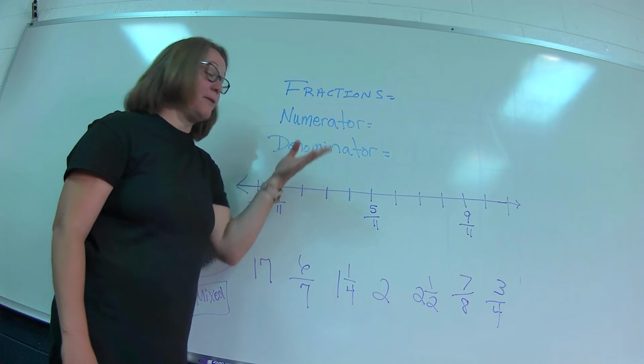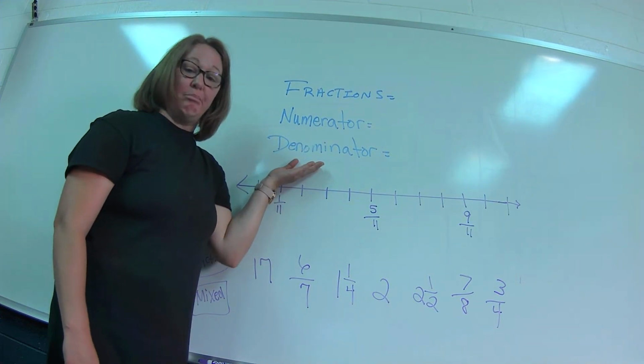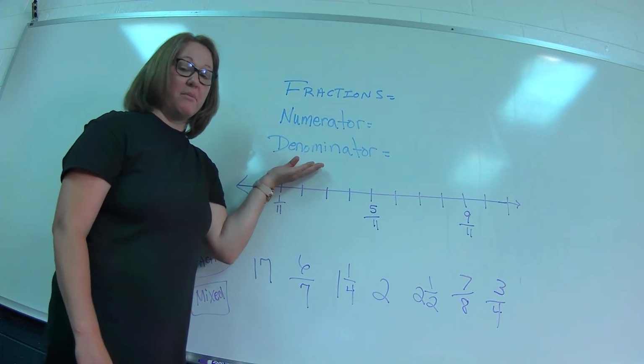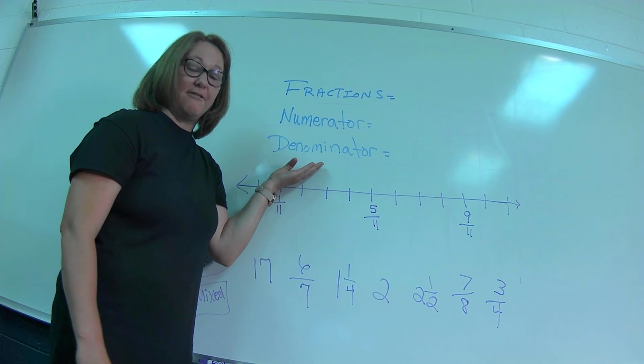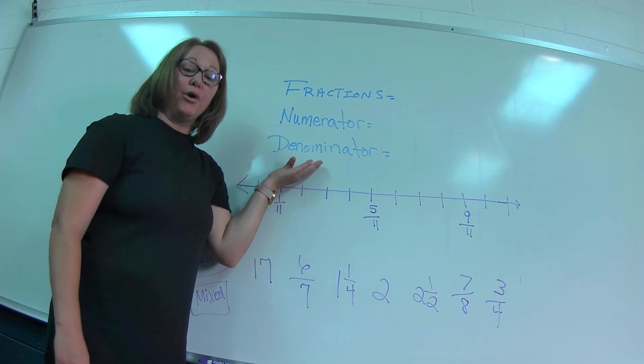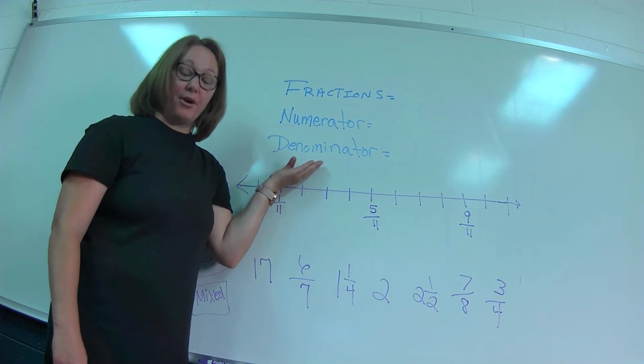The numerator is the parts that is used. It's the top number. The denominator is the bottom number. Again, a way to remember is D, denominator, D for down. And it is the total number of available parts.